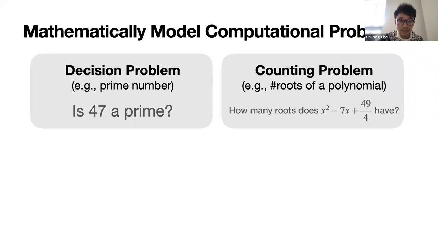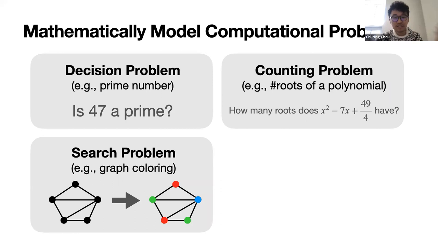And it can also be a search problem, where you want to find something. For example, here, this is in mathematics called a graph. We have many vertices, which are denoted by dots here, and we have edges connecting them. We want to assign colors to the vertices such that adjacent vertices, meaning those connected by an edge, cannot have the same color. This is known as a graph coloring problem, and this is a search problem. I formulate it as a search problem by asking you to find the coloring for me.